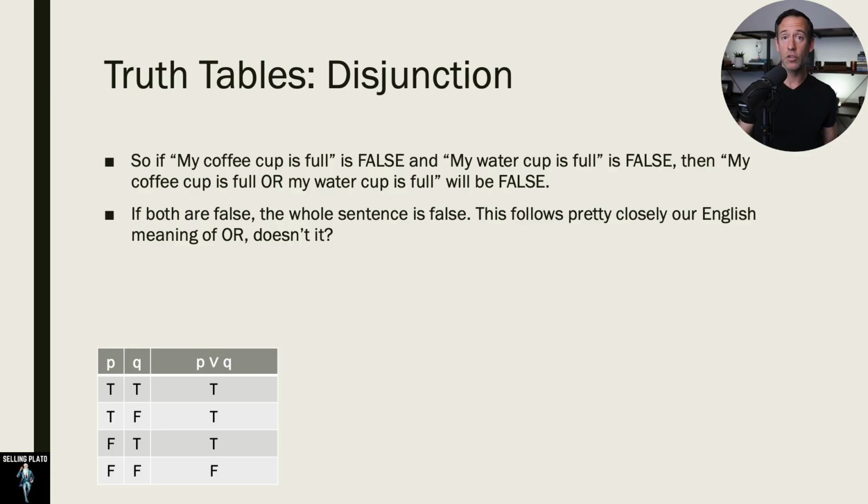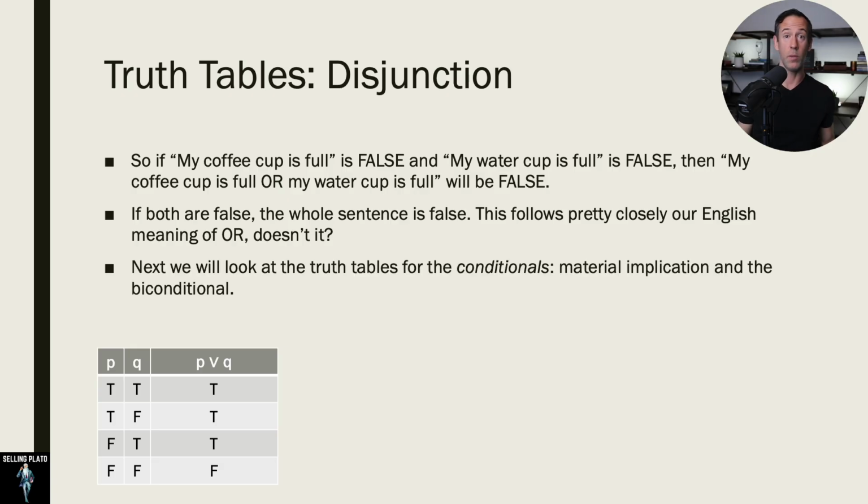And this also follows pretty closely our English meaning of or. All right, so this is where there's a lot of similarity with how we're used to or being translated and how it's translated in what it means in propositional logic. So next, we're going to take a look at the truth tables for the conditionals, material implication that we sort of interpreted in the previous lesson, and then also the biconditional.